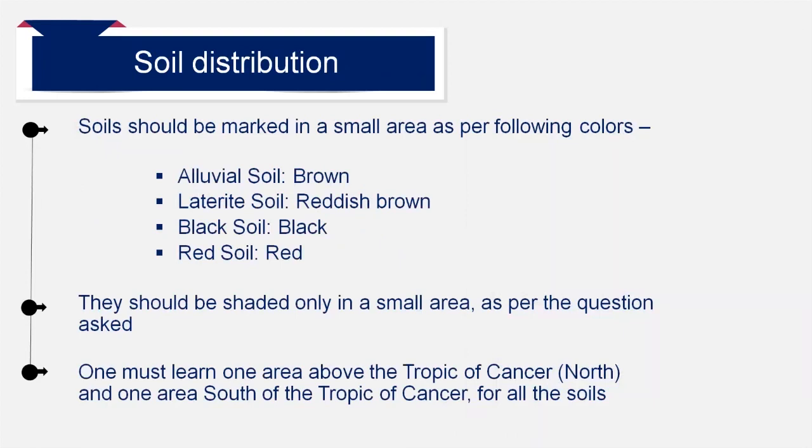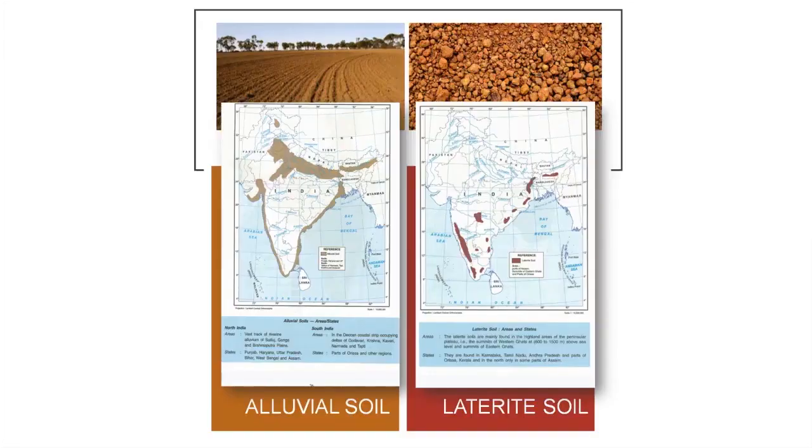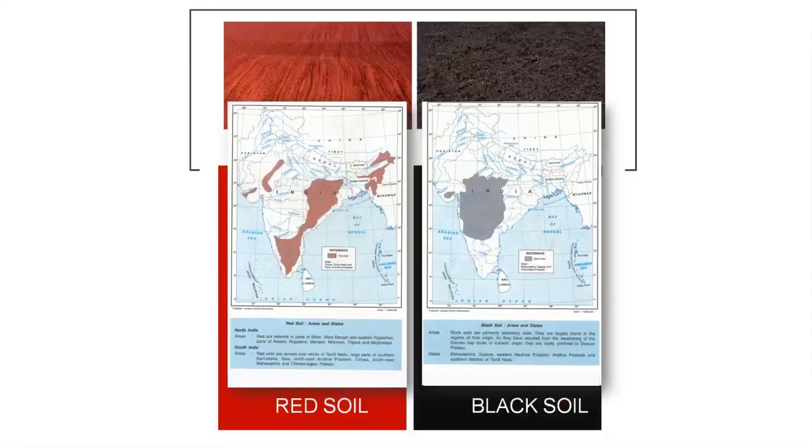While marking soils, you have to keep in mind several points. First of all, right colors have to be used, that is, black for black soil, red for red soil, light brown for alluvial soil, and reddish brown for laterite soil. You must not shade more area than required. For example, black soil can be marked near Tapi River in a small circle. You must learn one area above the Tropic of Cancer or in north and one area south of the Tropic of Cancer for each type of soil.